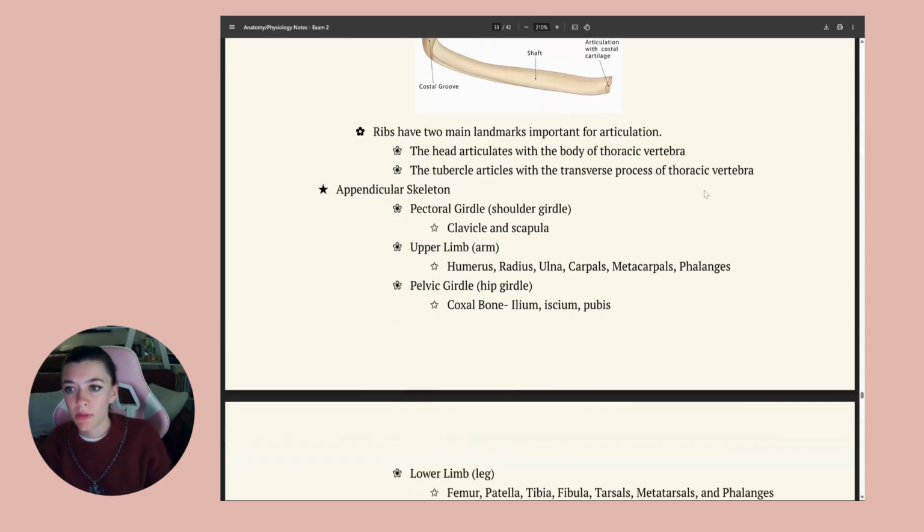Ribs have two main landmarks which are important. The head articulates with the body of the thoracic vertebrae. So head articulates with the vertebrae. And then the tubercle articulates with the transverse process of the thoracic vertebrae.